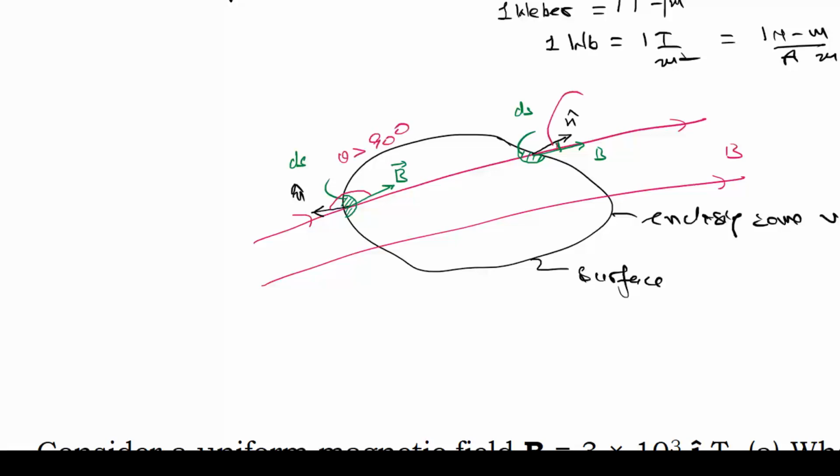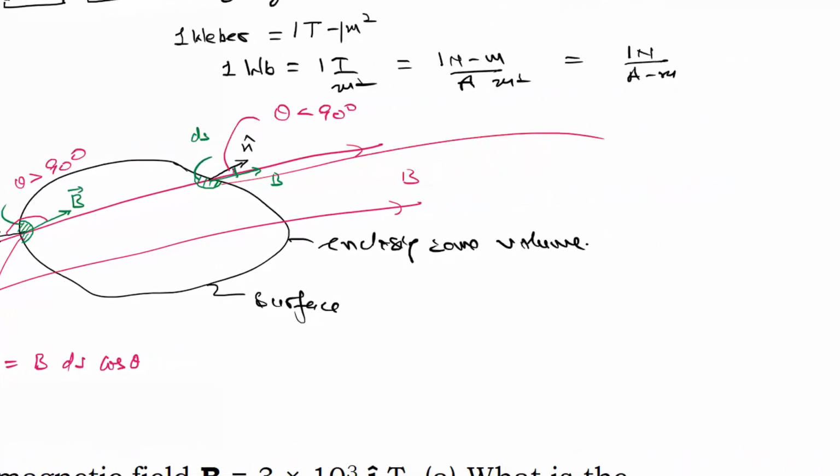And this angle theta is less than 90 degree. Okay. Now the flux corresponding to this section. So I will write the small amount of flux that is equal to B into ds cos theta. Similarly for here, if I write d phi, the small amount of flux that we can associate with this area is B ds cos theta.